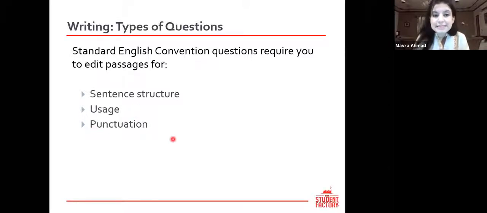Then lastly, standard English conventions also ask you to punctuate the passage correctly. Questions might be based on punctuation marks कि हमने capitalization ठीक की हुई है, हमने punctuation marks such as colon, semicolon and full stops, commas, ये सब ठीक से use किए हुए हैं या नहीं. ठीक है? So this is what standard English convention is all about for the SAT writing section.